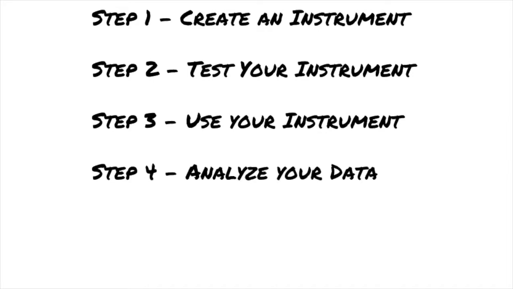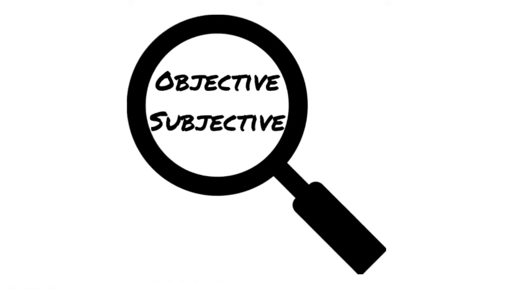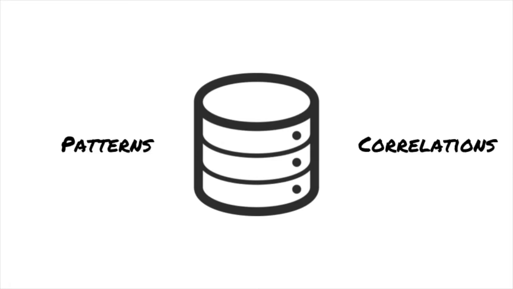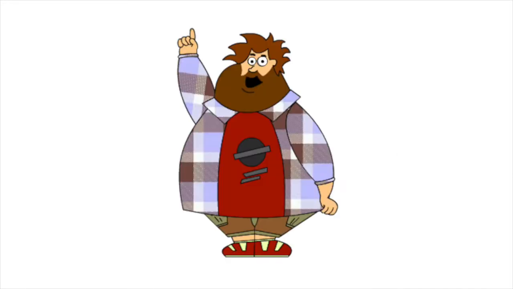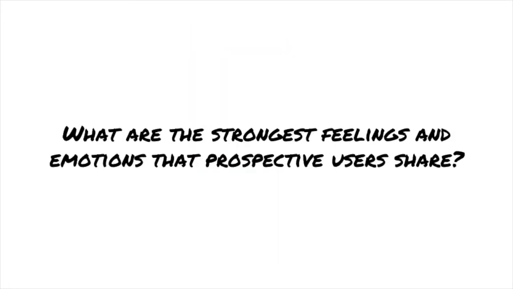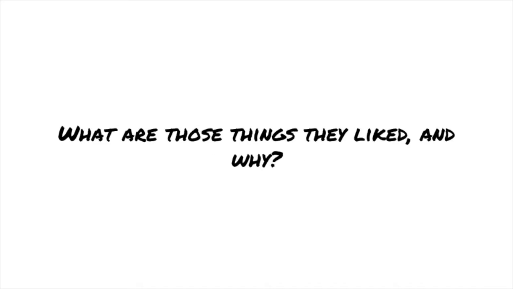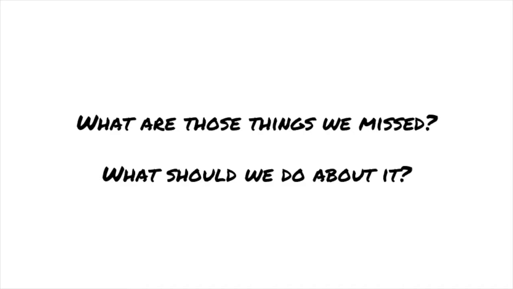Step 4. Analyze your data. Analyze your objective and subjective data with the intent to identify patterns and correlations in the data. You need to answer the following questions. What are the strongest feelings and emotions that prospective users share? What are those things they really didn't like and why? What are those things they liked and why? What are those things they think we missed and what should we do about it?